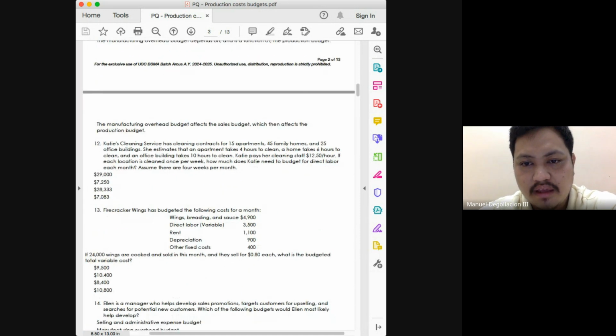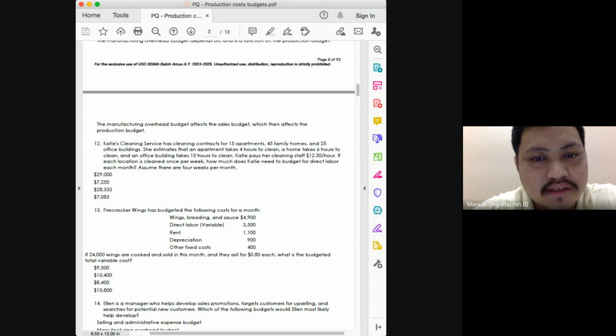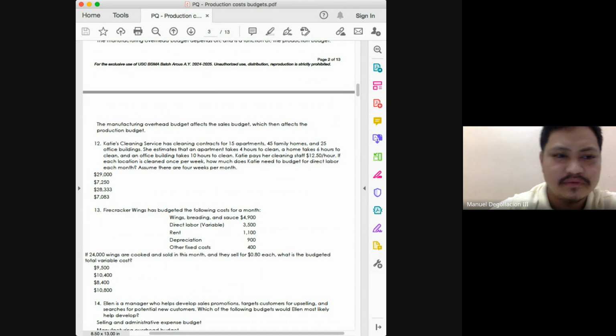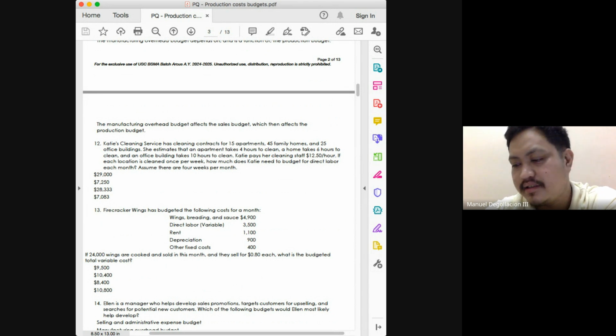Number 12, KT has cleaning contracts for 15 apartments, 45 family homes, and 25 office buildings. She estimates that an apartment takes 4 hours to clean, a home takes 6 hours to clean, and an office building takes 10 hours to clean. Katie pays her cleaning staff at 12.50 per hour. If each location is cleaned once per week, how much does Katie need to budget for direct labor for each month? One challenge here would be your failure to multiply your figures by 4. And again, this is really just a matter of common sense, class.